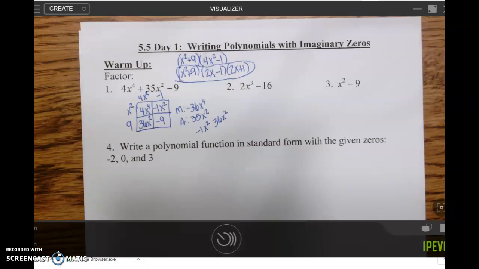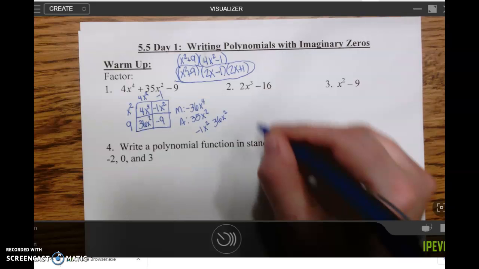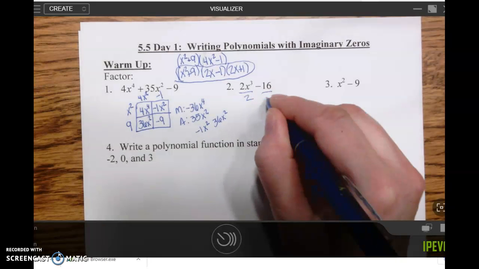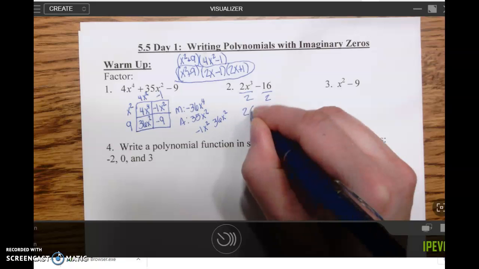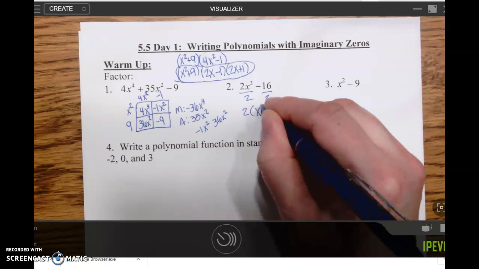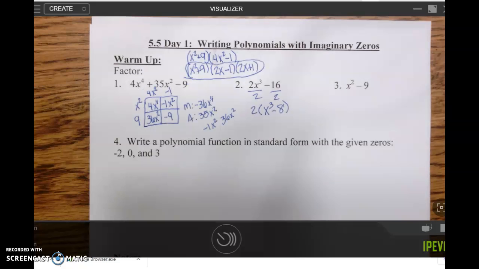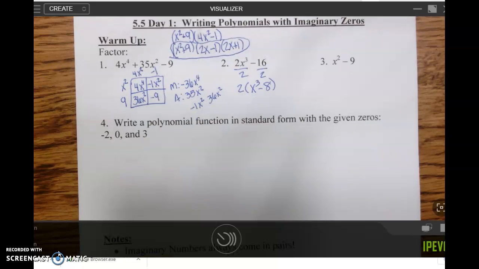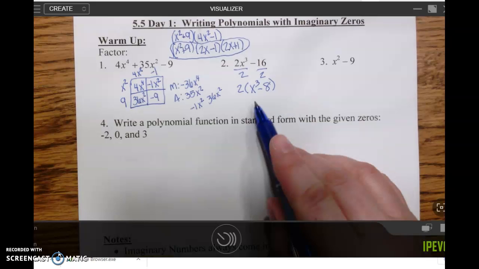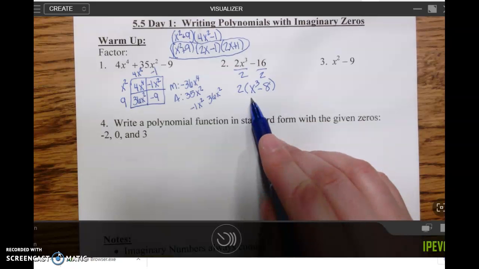Number 2, the first thing I notice is that there is a greatest common factor. Both terms divide by 2. And so if we take out a 2, we're left with x cubed minus 8. Okay. Now this is the pattern that you learned with me last week. This is the cubes pattern. 8 is a perfect cube because 2 times 2 times 2 is 8. And x times x times x is x cubed.